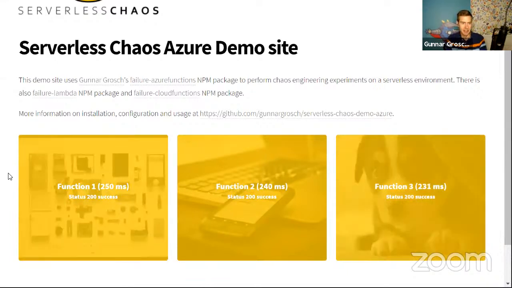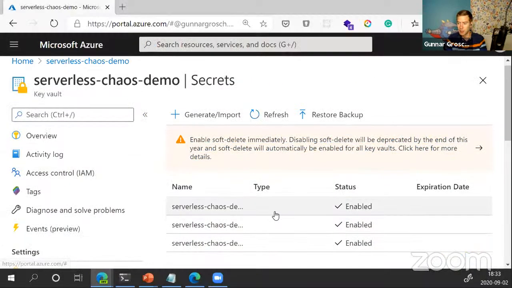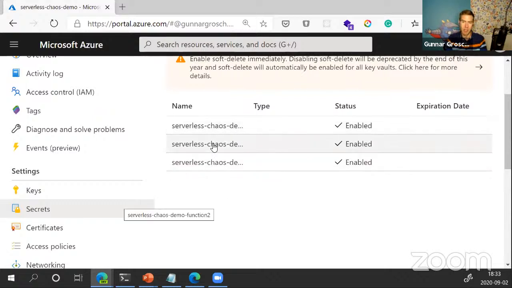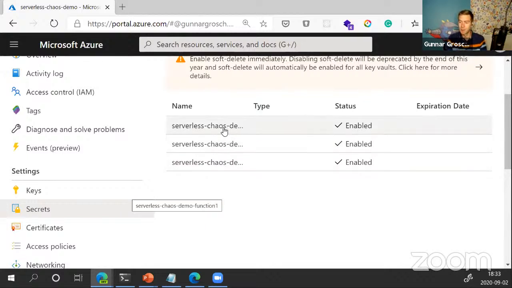And as I said, this is stored in Azure Vault, the configuration. So for each function, I have a separate configuration, so I can inject different failures to them, and enable or disable each and every one of them. The UI in Azure Vault is not my favorite, but I'm just going to show you how it looks.